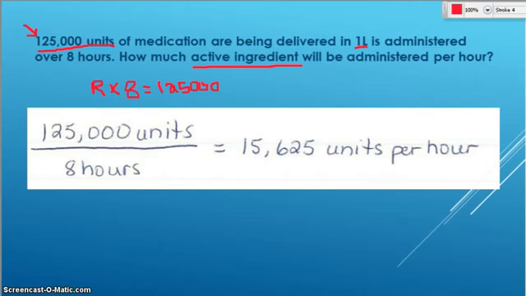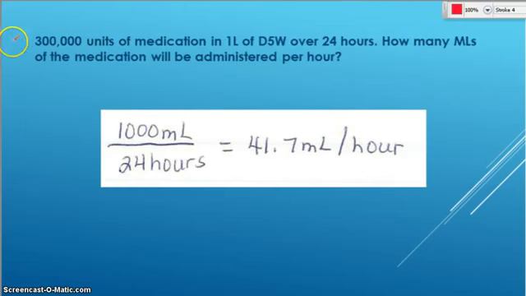All right, last but not least, here's another one with units in it. So let's take a look. We have 300,000 units of medication in 1 liter of D5W over 24 hours. D5W is dextrose 5% in water, so that's what the medicine is in. We have 300,000 units of medicine in a 1 liter bag.